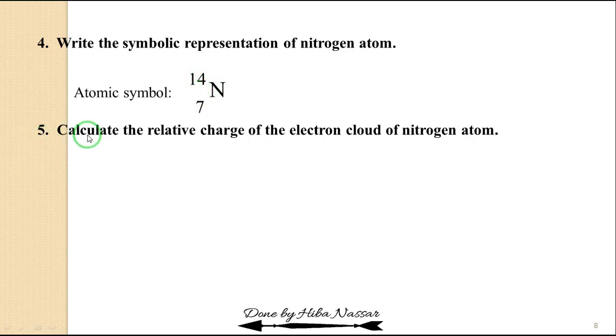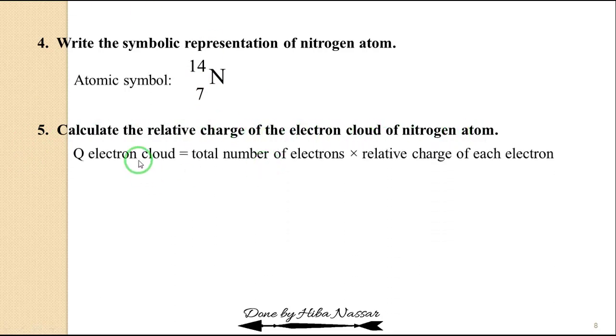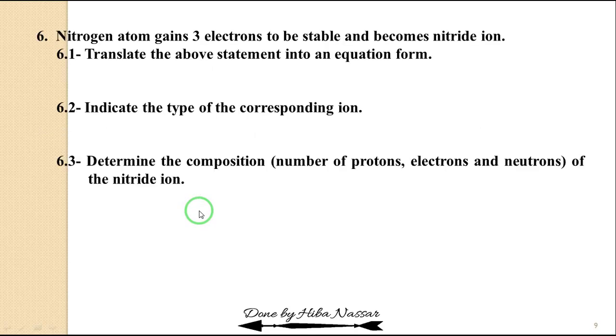Now, number 5, calculate the relative charge of the electron cloud of nitrogen atom. The relative charge of electron cloud is equal to the total number of electrons times the relative charge of each electron. So here we have 7, which is the atomic number, times 1 minus the relative charge of each electron. So we can say that the relative charge of electron cloud for nitrogen atom is equal to 7 minus.